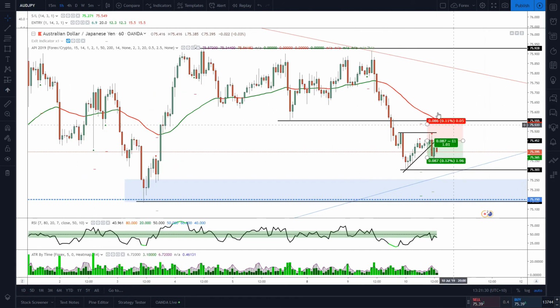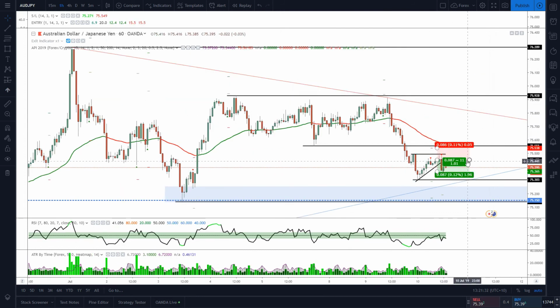And yeah, now I've put myself in a risk-free position. I've got my stop loss at break even. If price stops me out for break even, big deal. I made a little bit of money. Was worth the risk.